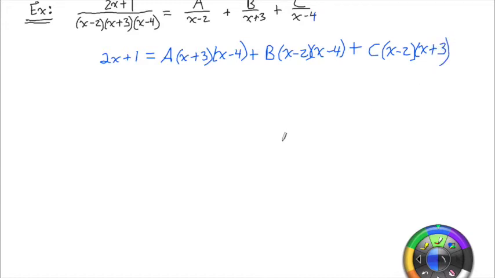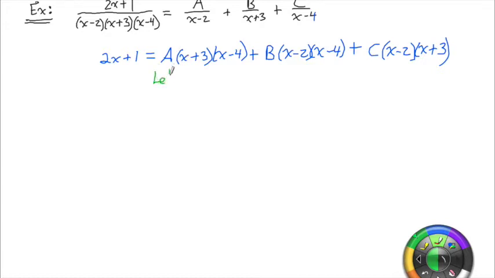And you're thinking to yourself, oh my gosh, I have to expand all of this mess out. And generally, yeah, you probably would have to, unless I show you a neat little shortcut. And the shortcut is this. x is a variable. You can let it equal anything you want.